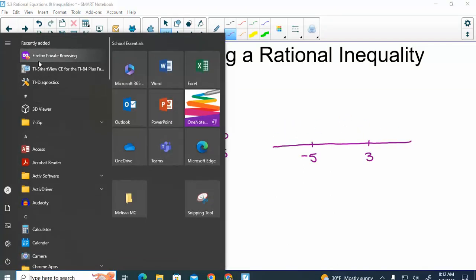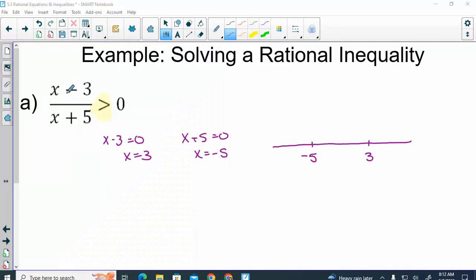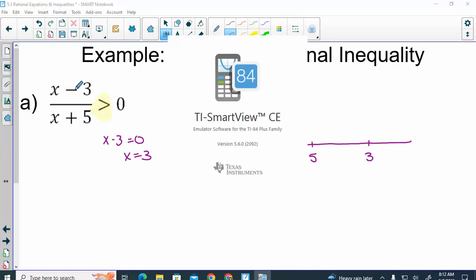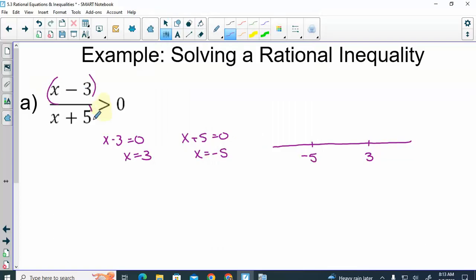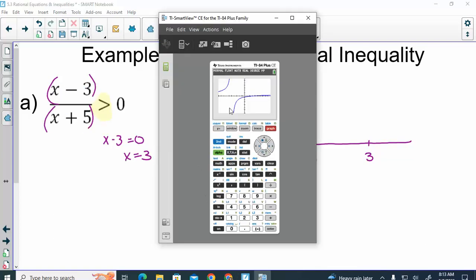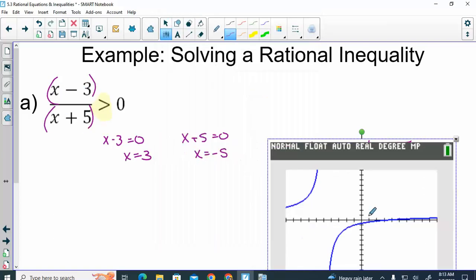So I want you to go to your calculator, and I want you to graph this rational expression, x minus 3 over x plus 5. Yes, parentheses around both, since it just means both the top and the bottom. Oh, no, double parentheses are not needed.